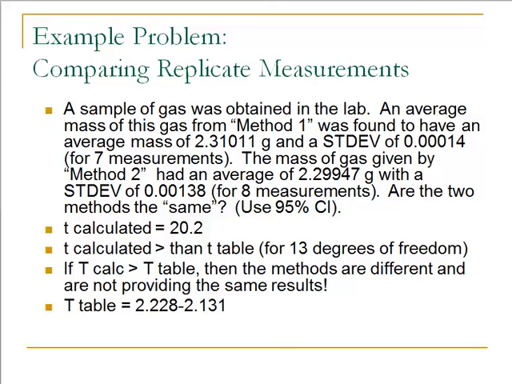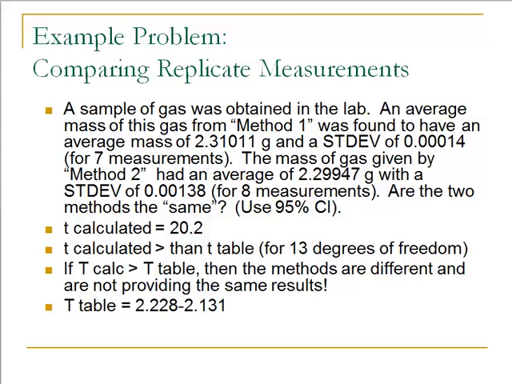So here's an example. A sample of gas was obtained in the laboratory. An average mass of the gas from method 1, whatever that method could be, it doesn't matter, was found to have an average of 2.31011 grams. And a standard deviation of that was 0.00014. They did that 7 times, 7 replicates. That was their average and standard deviation for that method.